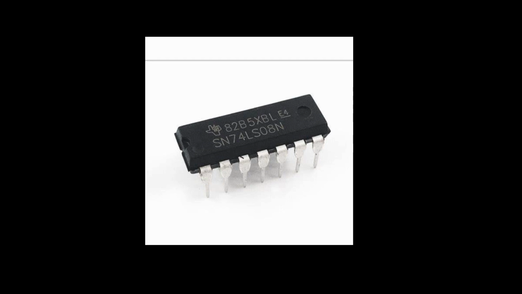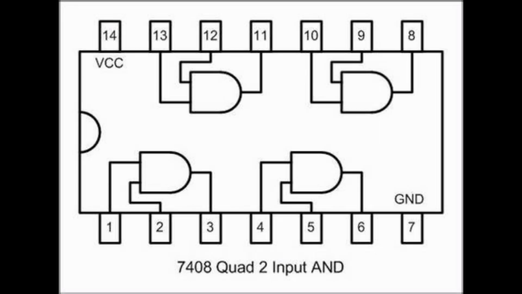For example, here is the SN74LS08N. 74LS08 is a quad 2-input AND gate. What this means is that it contains 4 AND gates inside. And we can see that the part number is written on top of the chip. If we were to take a look inside this integrated circuit, this is what we'd see. We'd see 4 AND gates arranged in this order. And such diagrams are known as pinouts.